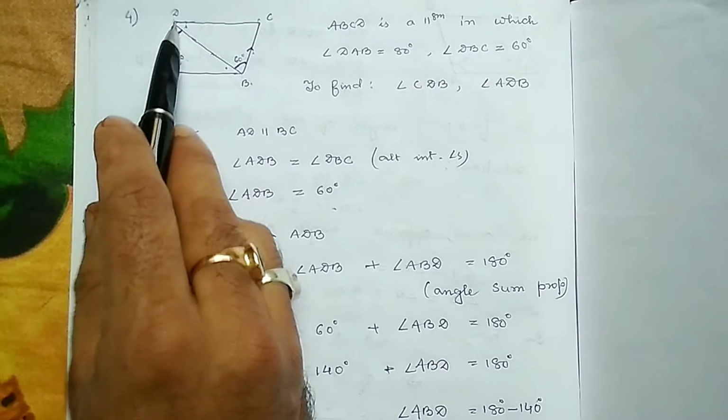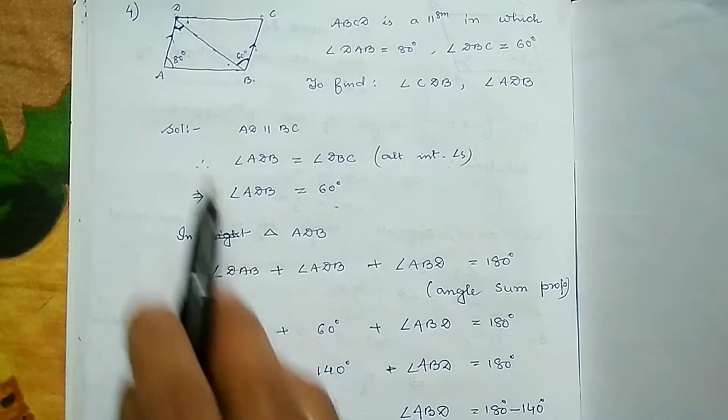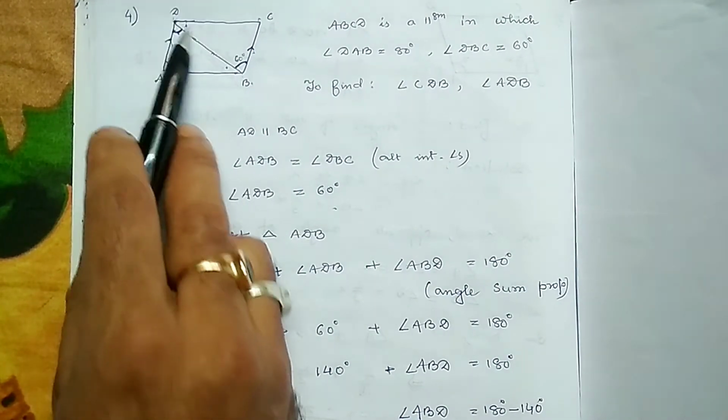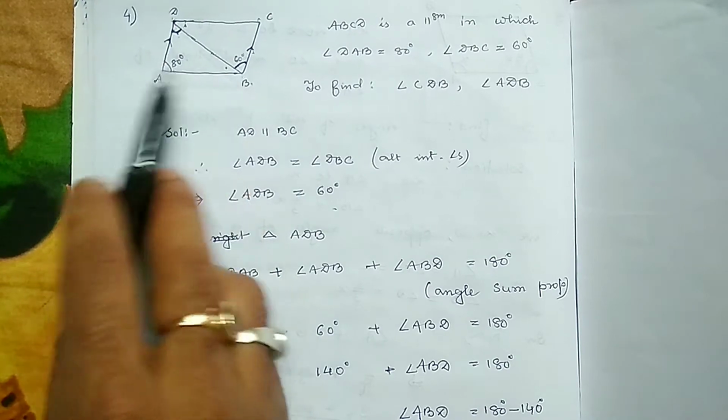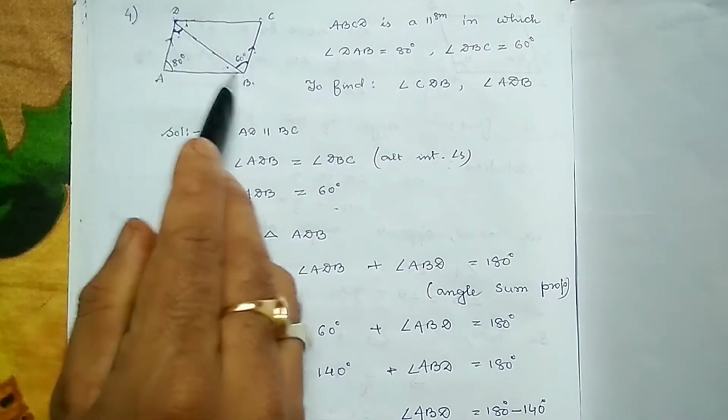In this triangle, angle DAB plus angle ADB plus angle ABD. Clear? This angle, and this angle. Sum of these three will be 180.